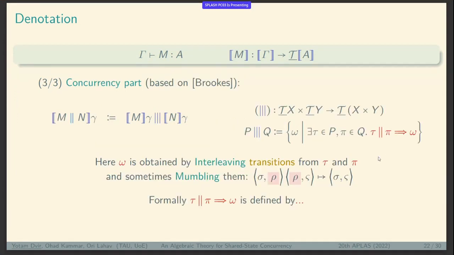Finally, how do we define the par construct? So here we're not using bind and return. We're defining a new semantic operator, semantic par, which works like this. How do you get the traces in the set semantic par between P and Q? You take tau from P and pi from Q, and you interleave the transitions. So you take a transition from here, a transition from there, and kind of stick them together, and that's how you get your traces. But you sometimes need to mumble them, like we saw in the bind.